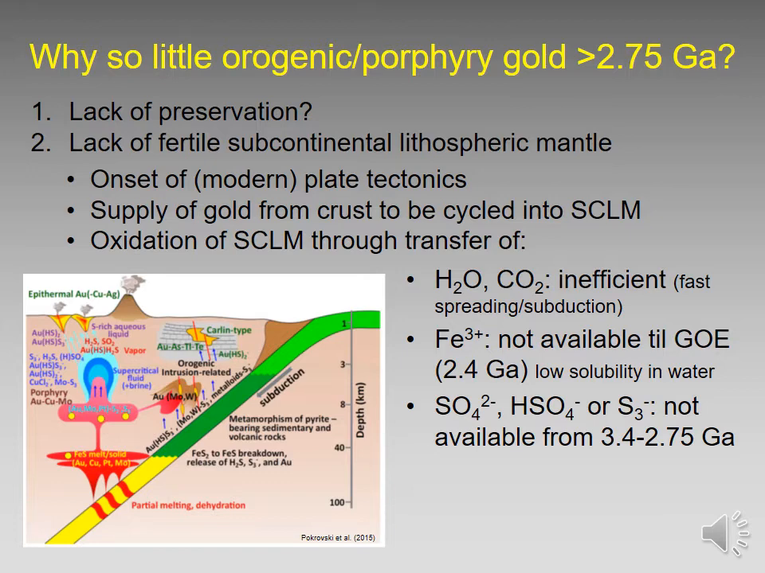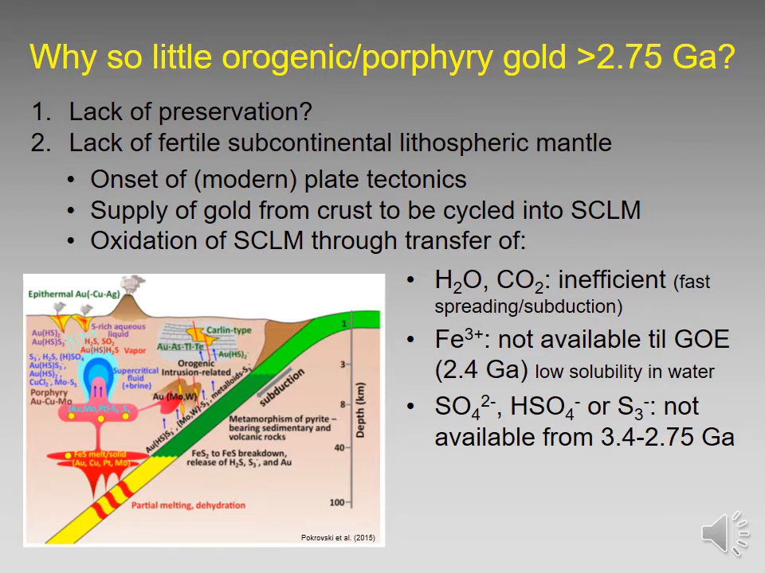I think there's another issue, and that is that the conditions weren't simply right for the formation of these kinds of gold deposits. Because let's bear in mind, orogenic, intrusion-related, porphyry gold, epithermal gold, all of these types of gold deposits form above subduction zones. But did we have subduction prior to 3 billion years? Well, probably not. So this whole issue of potential source hinges on our understanding of the onset of plate tectonics.